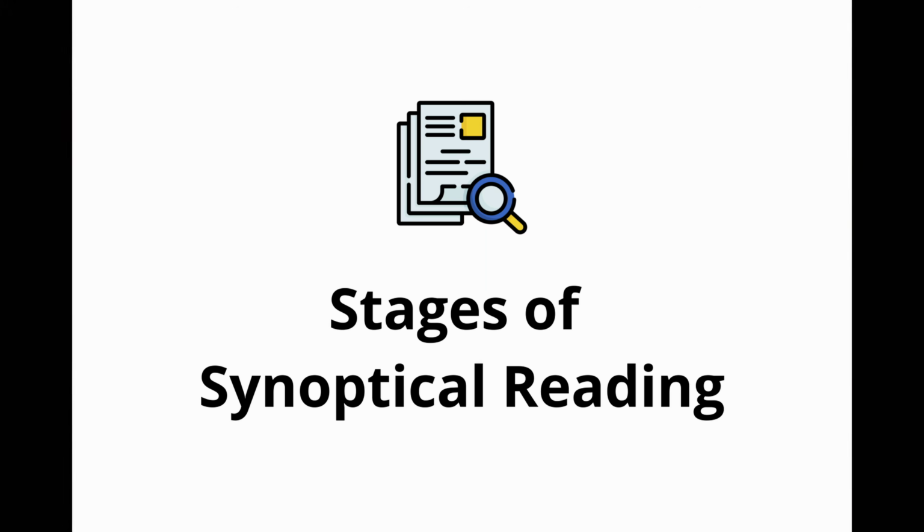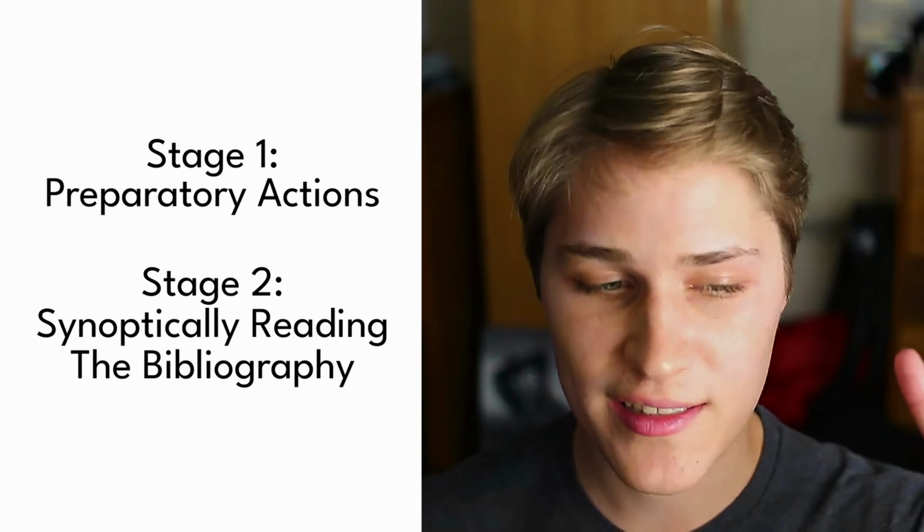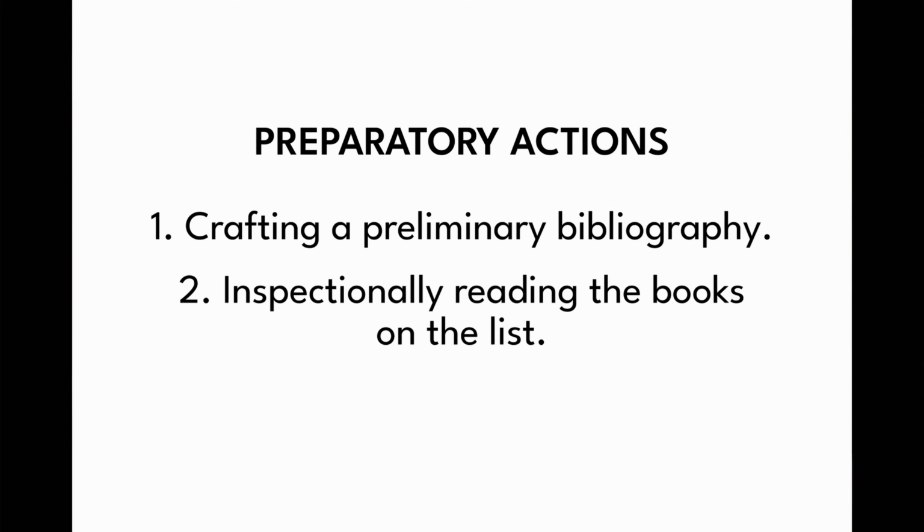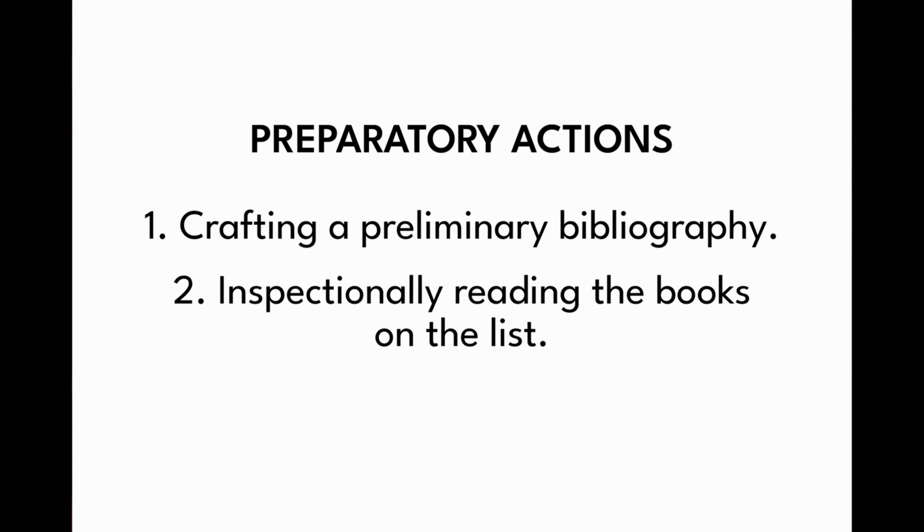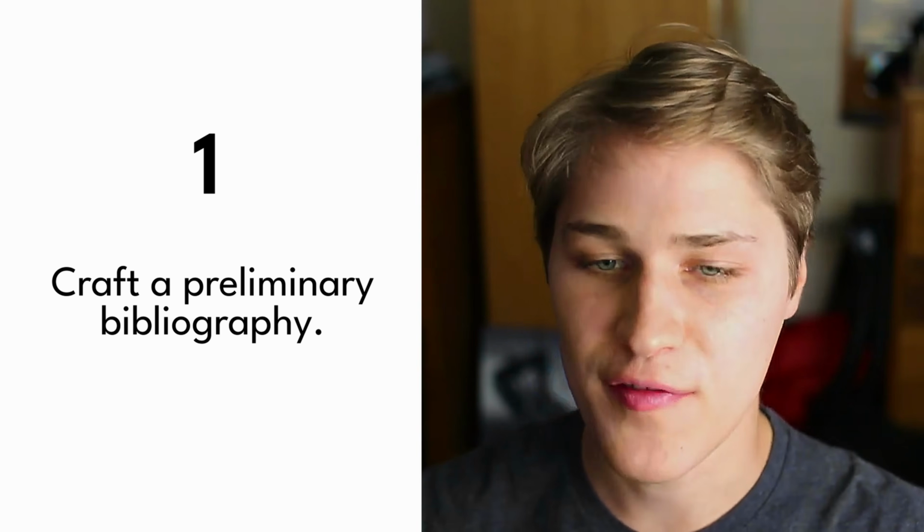So synoptical reading is an incredible skill, and I want to teach you how to do it right now. There's only 2 stages to synoptical reading. First is preparatory actions, and the second is synoptically reading the bibliography. Preparatory actions involves crafting a preliminary bibliography and then inspectionally reading all of them to get rid of irrelevant ones and add more relevant ones. So firstly, craft a preliminary bibliography.